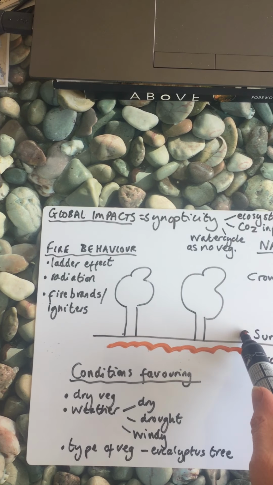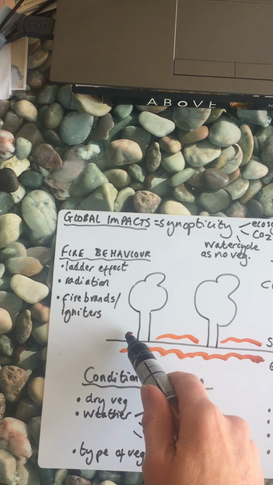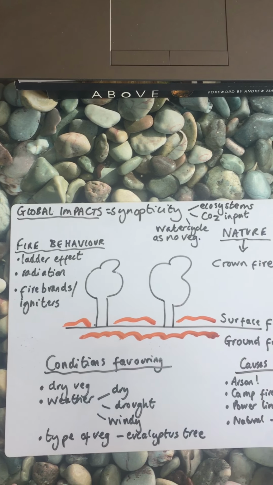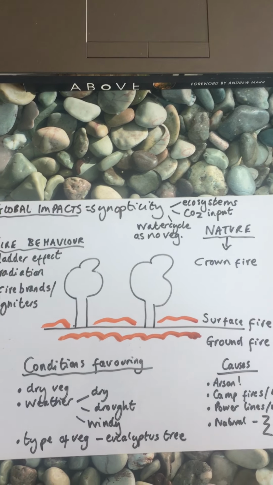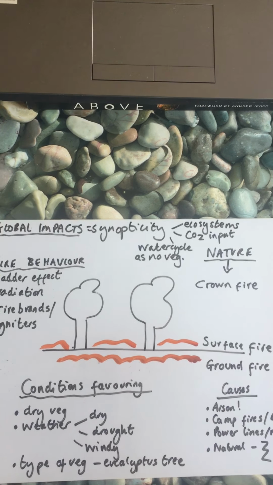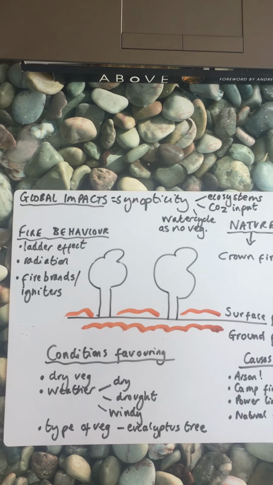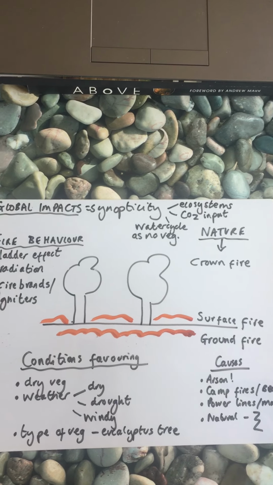Next type is surface fire. This is where whatever is on the surface is on fire, so bushes, grass, any dead vegetation, so fallen leaves from the trees in the autumn, any dead grass, that's what would be on fire.